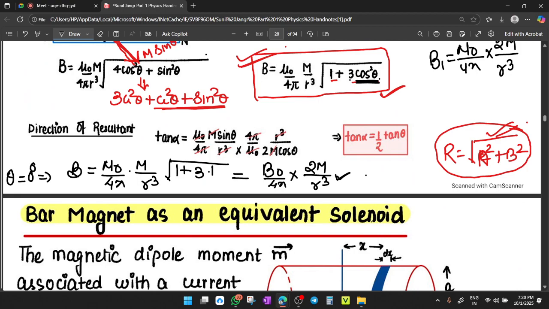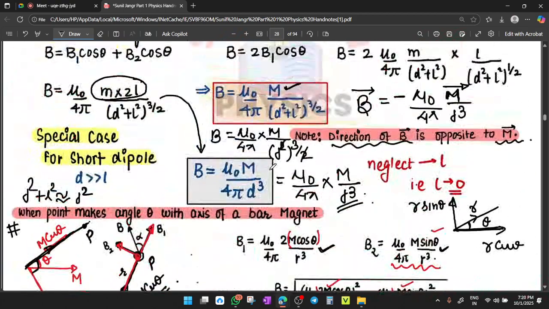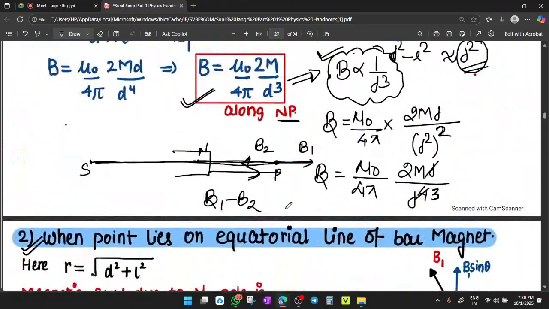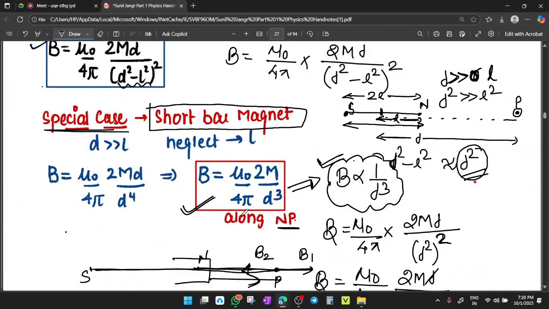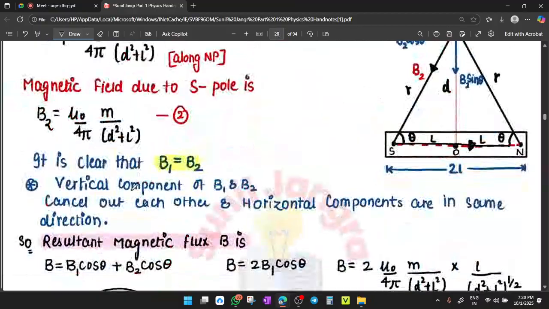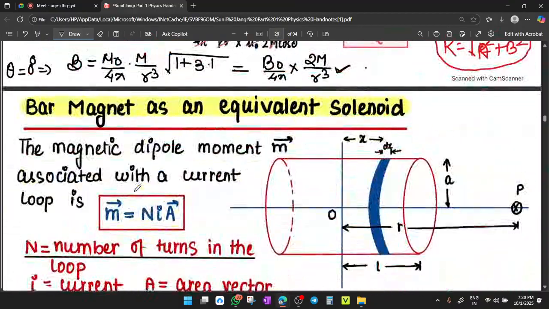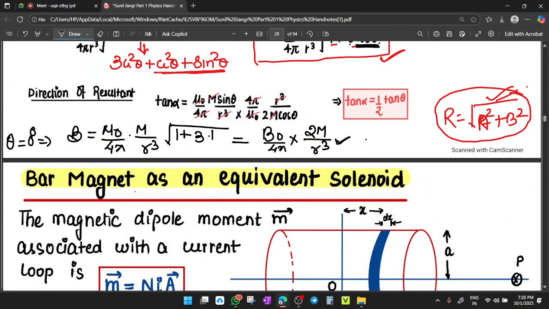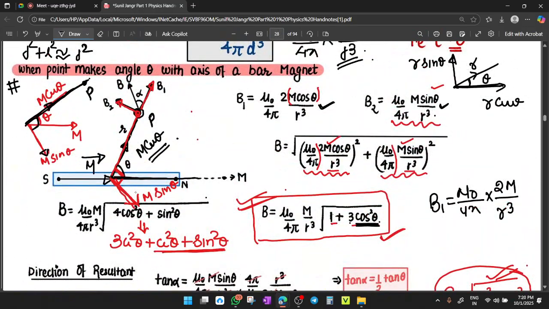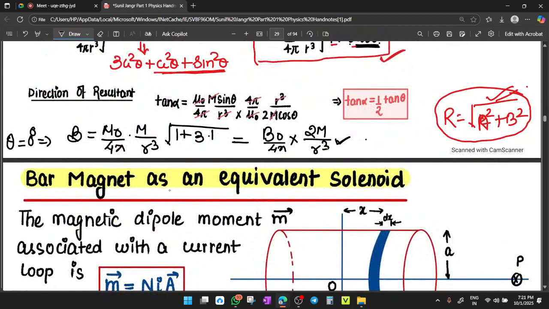So does it give the same result that we derived for the axial condition? Yes, it is giving the same result. For B axial, it is mu naught upon 4 pi, 2m by d cube, where d is the distance. Here, in the formula B equals mu naught upon 4 pi, 2m upon r cube, we have considered this distance as r. That's why there is a slight change in the parameters. But if you consider it d, your result will be in the form of d cube.